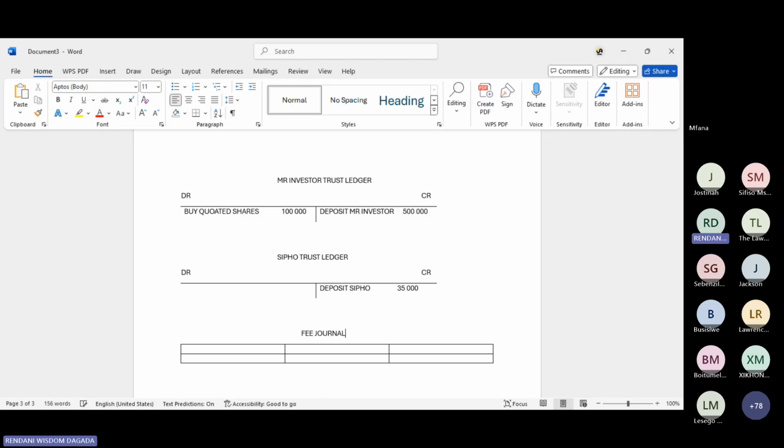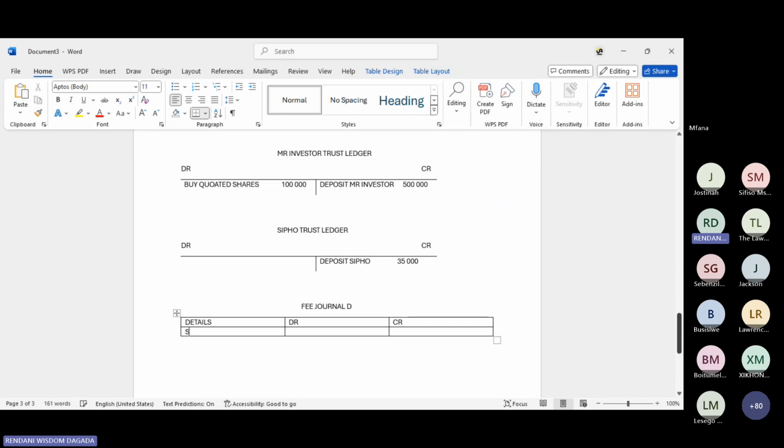So there's our fee journal. We're going to have our details, DR and CR. Since for this question, I have read it to the bottom, we are a VAT vendor. We are going to have 3 options: Sipho business, fee, VAT. The reason for this is, what did we draft? Let's just say drafting. You can say drafting trust deed, or draft trust deed. Yes. So we charge 2,000.